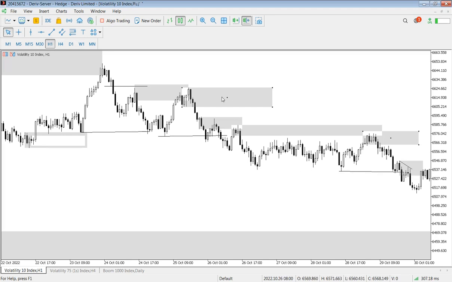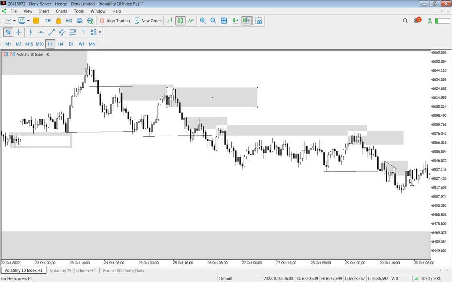See here, this zone is still intact, unmitigated. Here is still intact, unmitigated. See here now, you're expecting price to continue from here. You're expecting price to drop from here. In case price breaks here, you take yourself from here. Okay, so you take yourself from here now. Okay, let me see what price did.